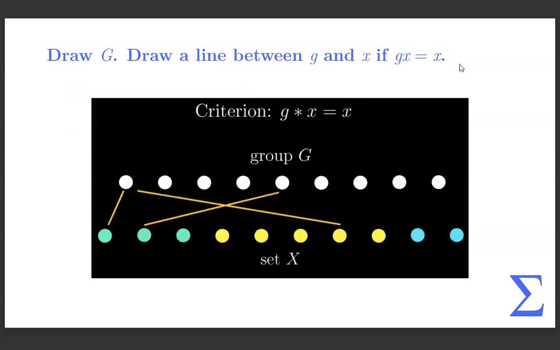Now what I'm going to do is I'm going to draw the group G, and I'm going to draw a line between an element of G and an element of X if operation by G on that X leaves it unchanged. All right. So those are these sticks.